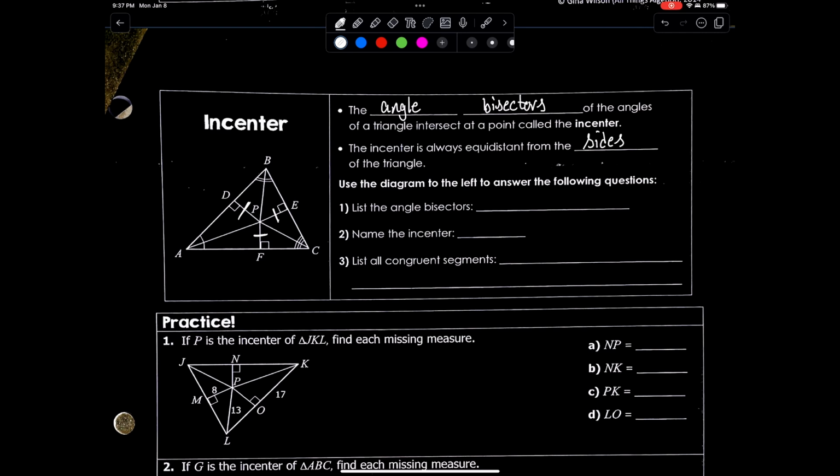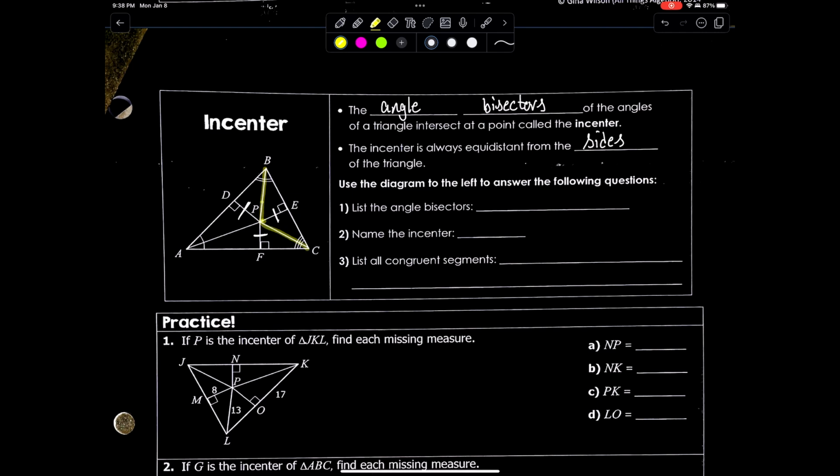So the angle bisectors, really quick. Actually, hold on. We're learning together. Can I change the size of my, let's go. We're learning.